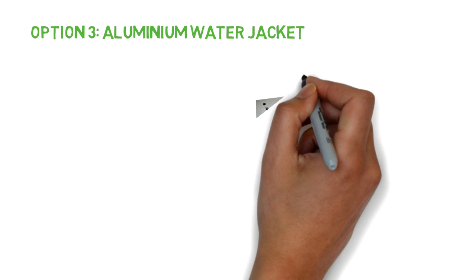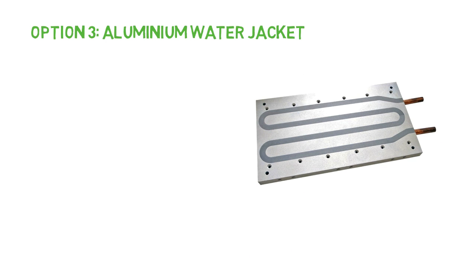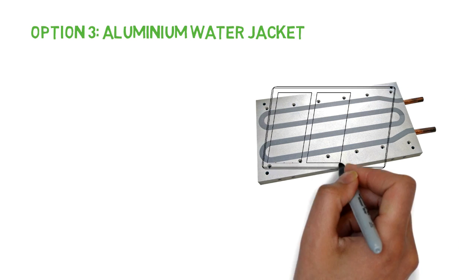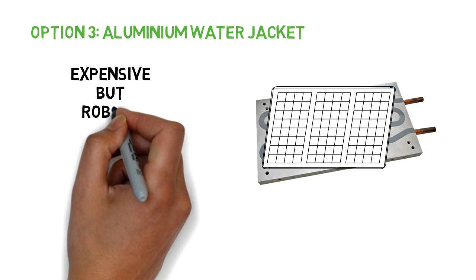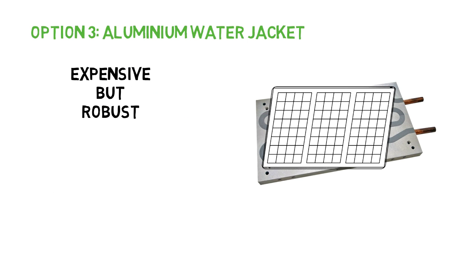This is a very robust solution but is expensive. Panels are placed on what is essentially a cold plate. Water circulates through the plate by means of a pump. It collects the excess heat from the panels and dissipates it by means of a cooling tower or a convector.